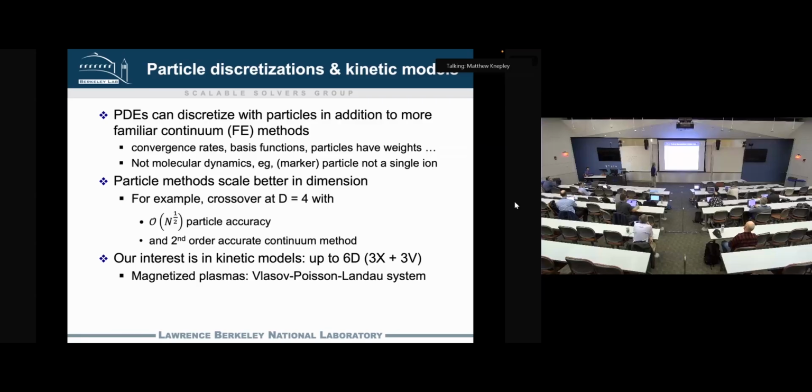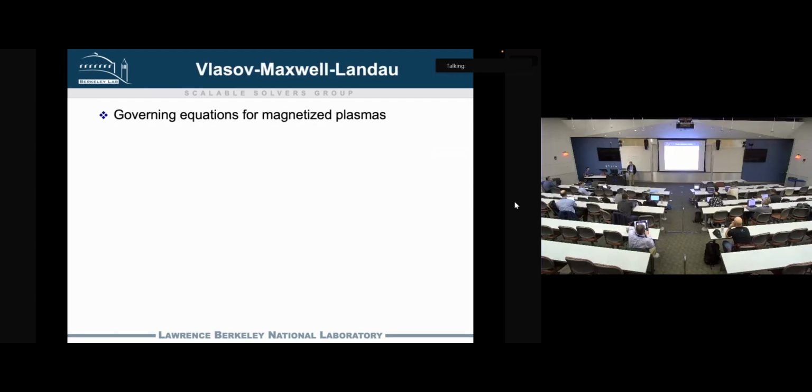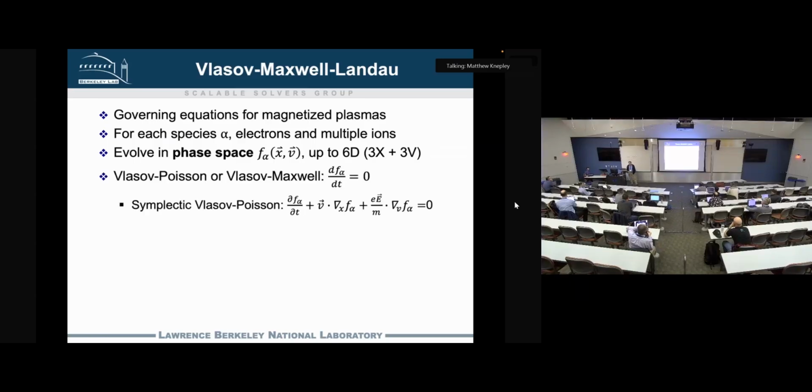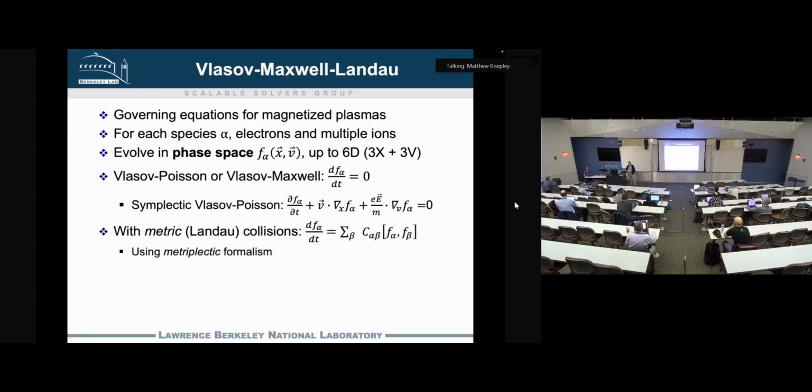So these are methods that are in up to 3 spatial dimensions and also 3 velocity dimensions, so up to 6D. Particularly, we're interested in magnetized plasmas, the Vlasov-Maxwell or Vlasov-Poisson-Landau system. So the governing equations for this are the Vlasov-Maxwell or Vlasov-Poisson. It's got a Hamiltonian, so you're evolving each species in phase space, so X and V. And it's a Hamiltonian, so the total derivative is equal to 0. You expand that out, you get the term here, which I'm not going to go into details on.